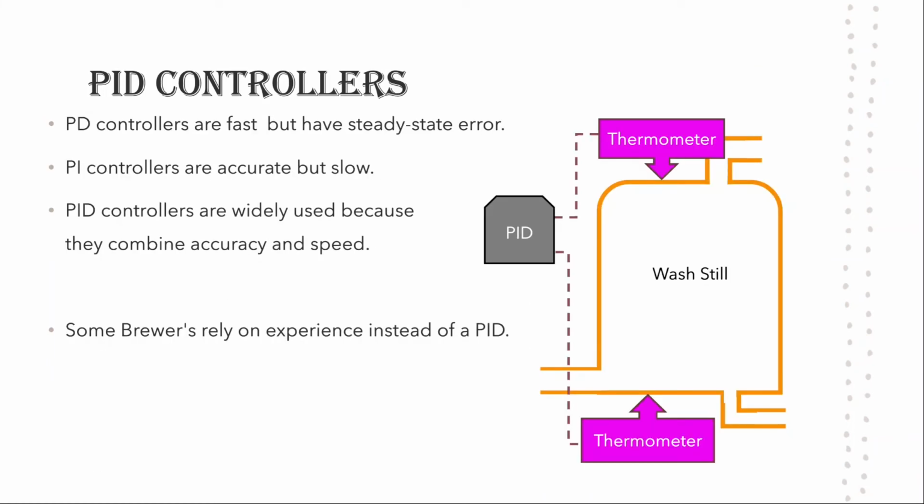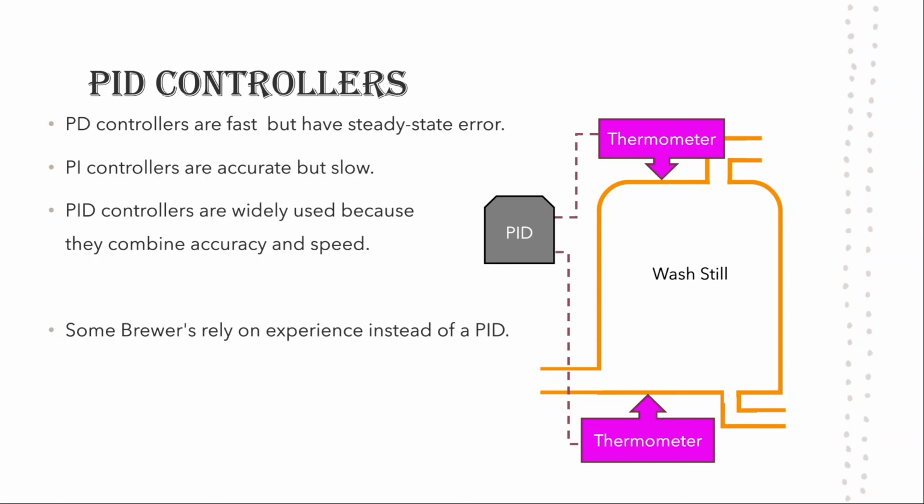PID controllers. There are many ways to control the temperature in the wash still. PIDs are the best combination of accuracy and speed for this application. A PD may reach a poor steady state or have a larger maximum overshoot, causing the mash to burn, while a PI controller might work too slowly, wasting time or affecting the flavor.